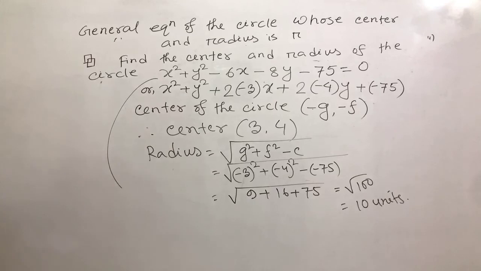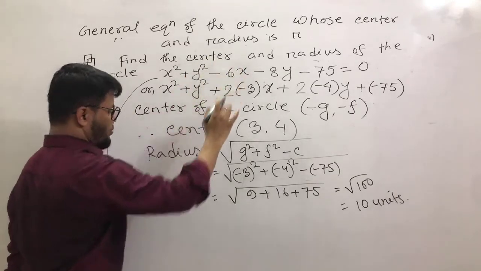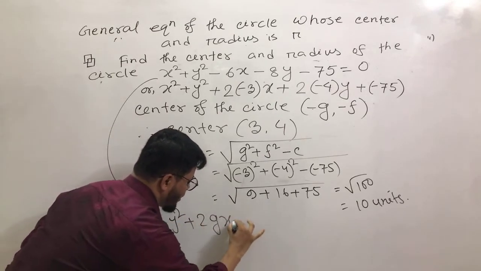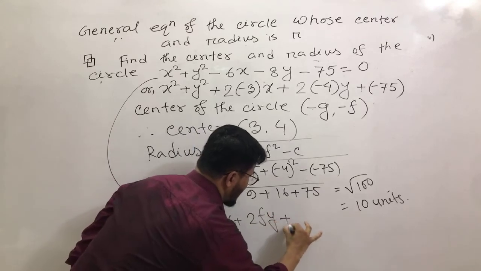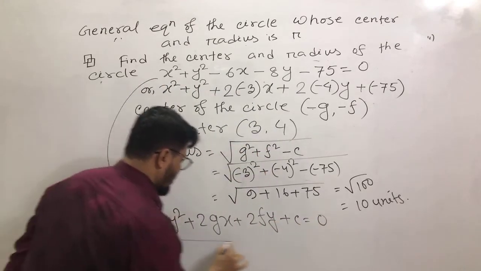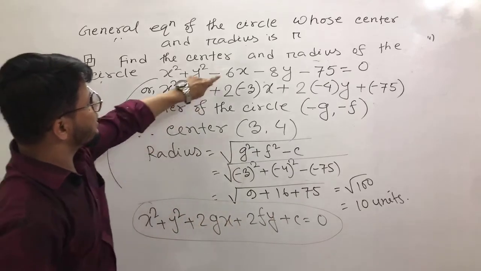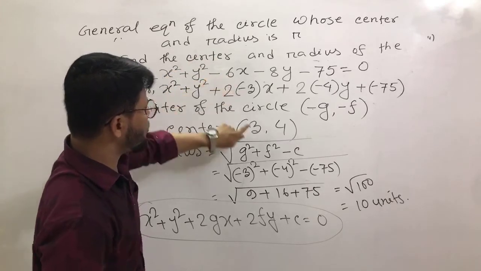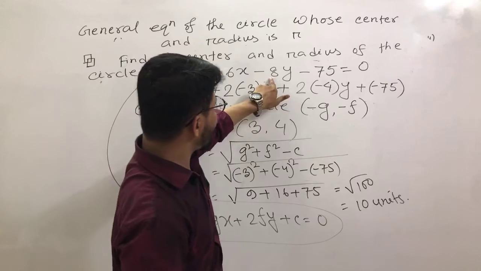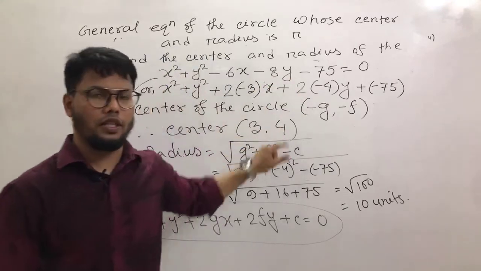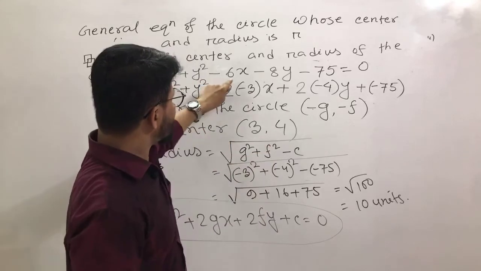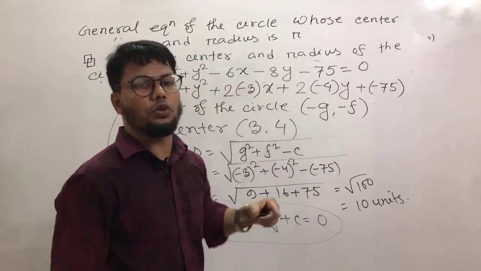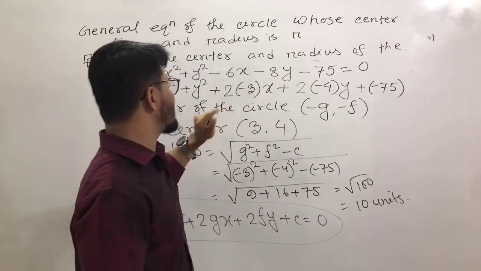So the two steps: first of all, the given equation you have to convert to standard form, x square plus y square plus 2gx plus 2fy plus c equals 0. This is the very easy technique. Just divide by minus 2, and if you divide this one by minus 2 you will get 3. If you divide this one by minus 2 you will get 4. So this is the short technique. Just divide the coefficient of x and the coefficient of y by minus 2, then you will get the result, that is the center of the circle.